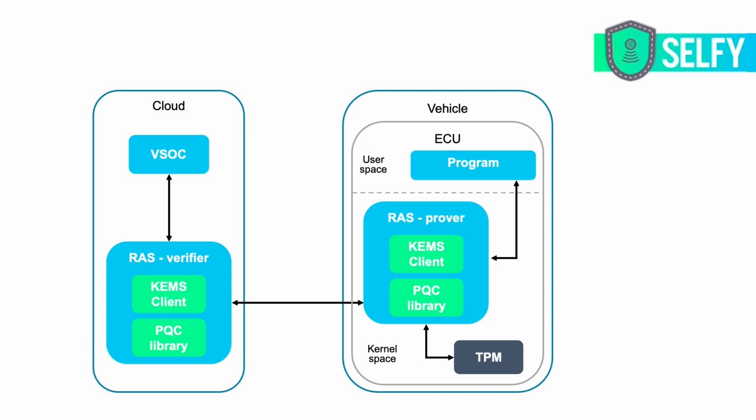The prover is an entity collocated to the program to attest. During the execution of the program, the prover collects specific information about the execution. When requested by the verifier, the prover sends the collected evidence to the verifier to perform the attestation.